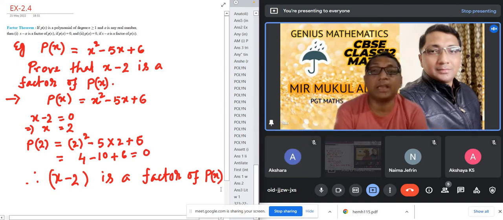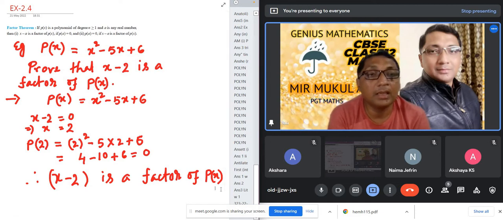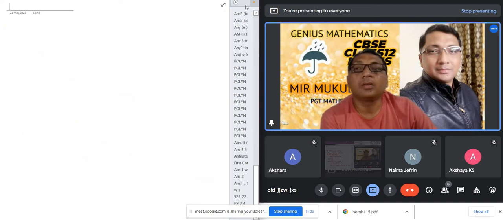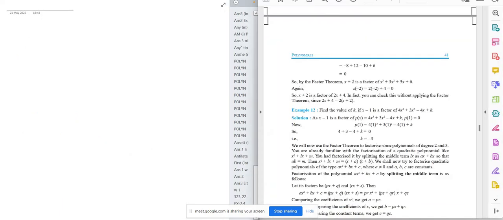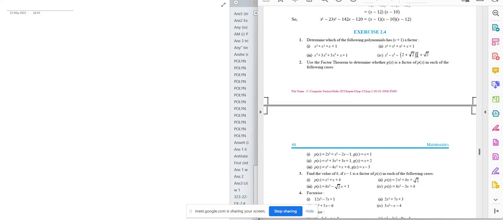That means if you want to check whether something is a factor or not, you have to find a remainder using the remainder theorem. No need to divide, long division method is not required. Using the remainder theorem, find the remainder. If you get 0, then it is a factor. If you do not get 0, then it is not a factor. Okay, now start the exercise question. Determine which of the following polynomials has x plus 1 as a factor. I am showing 2 and the other 2 you will do by yourself.